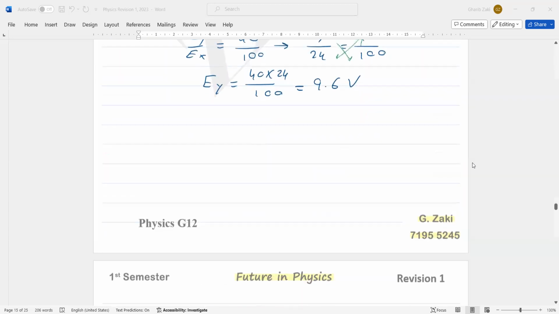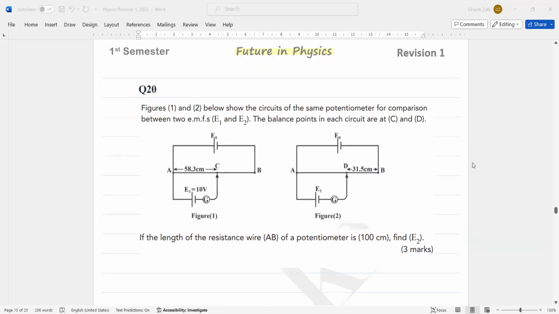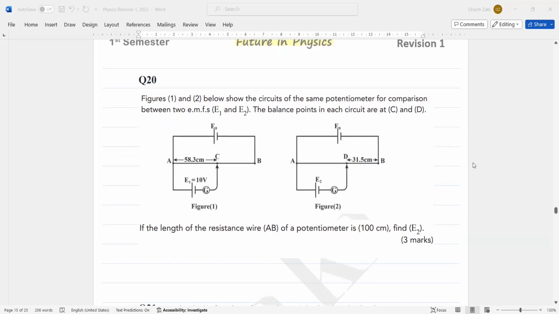Next question. I give you different questions about the potentiometer. Of course, one question will come in the exam about Kirchhoff's law, and one question, of course, about the potentiometer. So it's a very important part, okay?